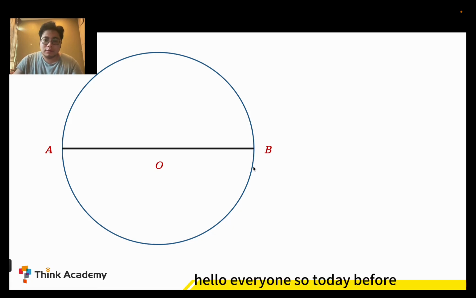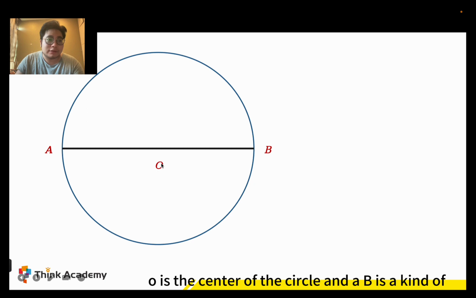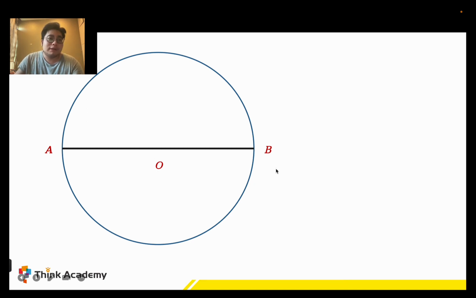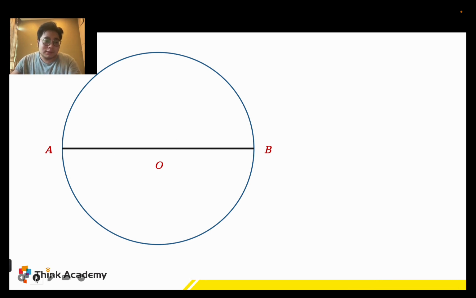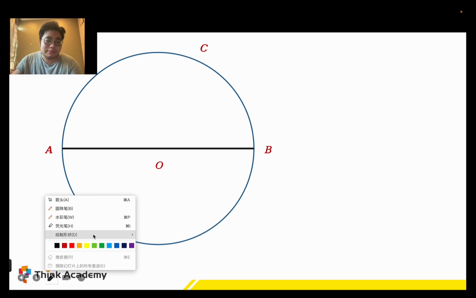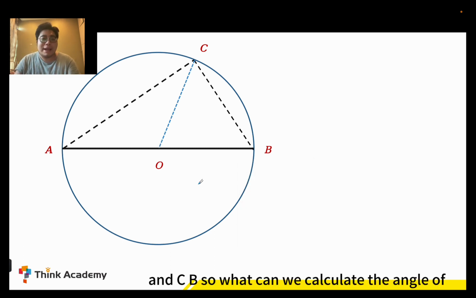Hello everyone. So today, before we look at our question 23, we first look at a conclusion. Here is a big circle, A, O, B. O is the center of the circle, and AB is a diameter. If I randomly pick one point C on the circle, for example here, and I connect AC, AO, CO, and CB.